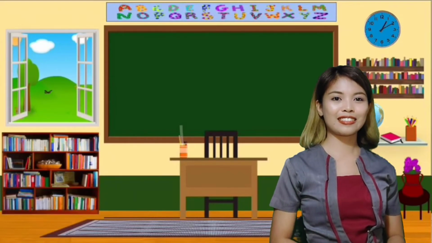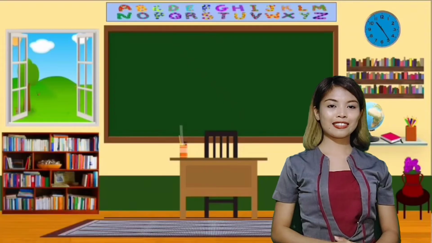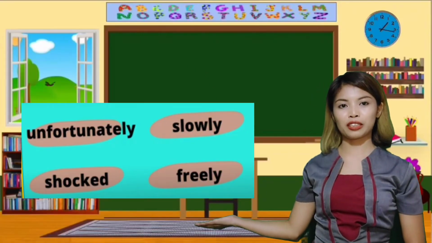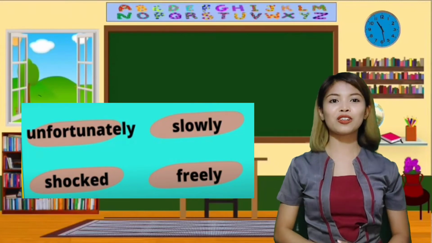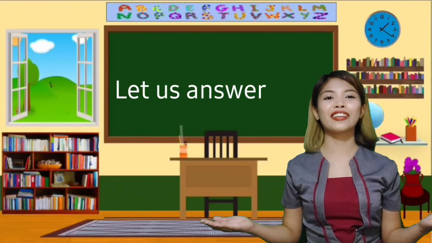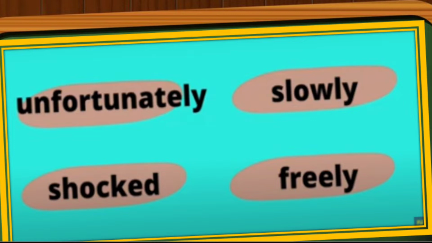Okay, let us answer. And if your answer is walked, then you are correct. Because delighted, mysterious, and awesome are adjectives, while walked is a verb. How about the second set of words? May I know your answers? I know that you got it right. Alright, let us answer. And if your answer is shocked, excellent, you are correct. Because unfortunately, slowly, and freely are adverbs, while shocked is a verb.